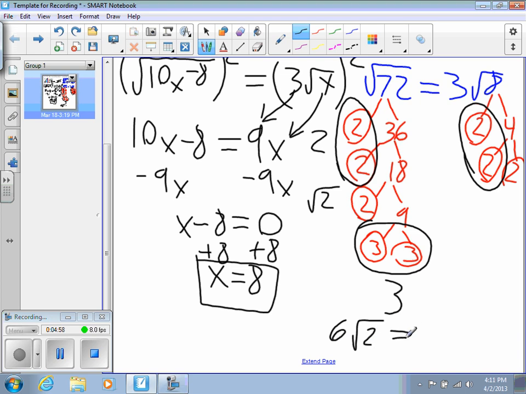And on the other side of the equation, I have, what here? Okay, so the square root of that is 2, and then this one is still inside the radical, so it's the square root of 2. So over here, I'm going to have 3 times 2, which is 6, times the square root of 2. And yes, it checks.